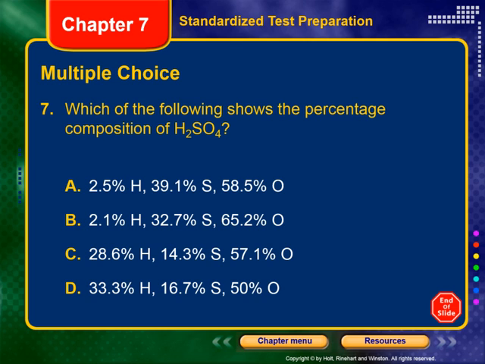So which of the following shows the percentage composition of H2SO4? So what you're going to have to do is press pause and calculate on a spare piece of paper the percent composition of H2SO4. Please press pause now. Completing the proper calculations, you should find that this substance, H2SO4, is 2.1% hydrogen, 32.7% sulfur, and 65.2% oxygen.